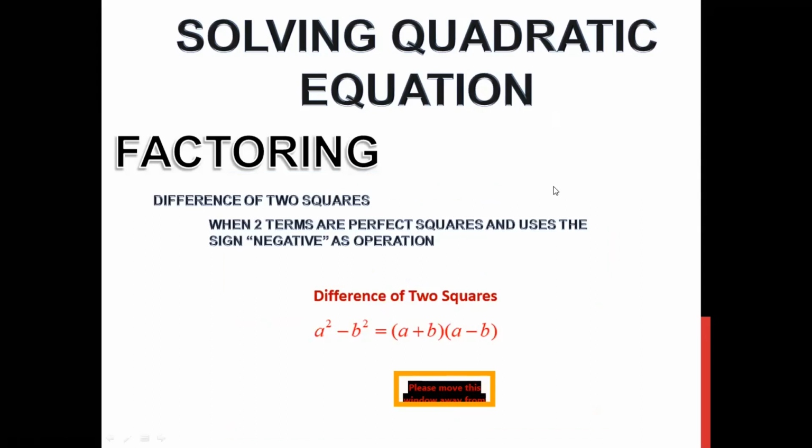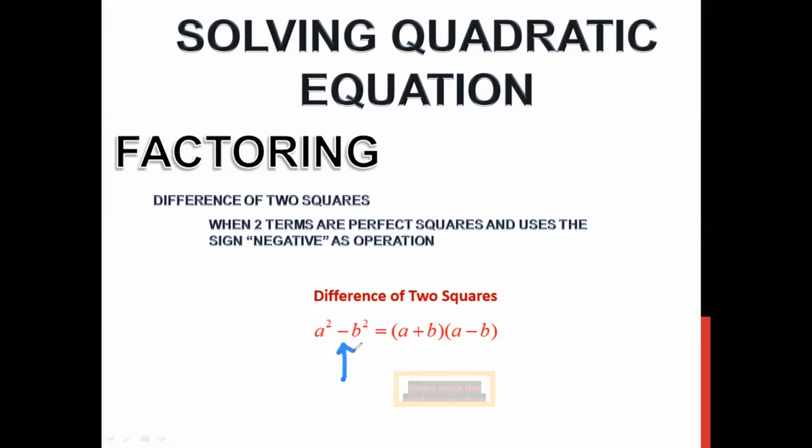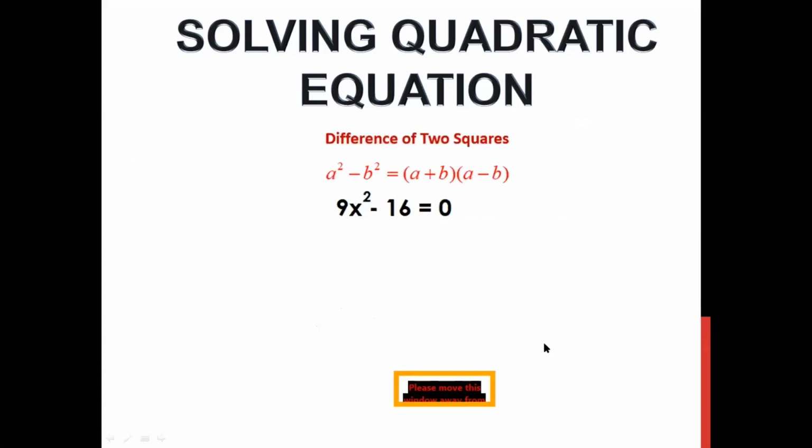So first, difference of two squares, a squared minus b squared. We call it difference of two squares because the word itself means a negative sign, difference, minus, and two squares, a squared and b squared. That's why we call it difference of two squares. For example here, 9x squared minus 16 is equal to 0.